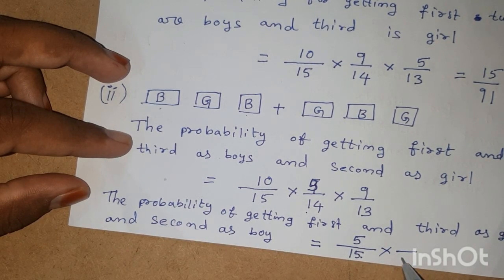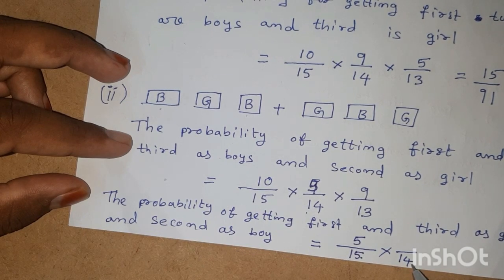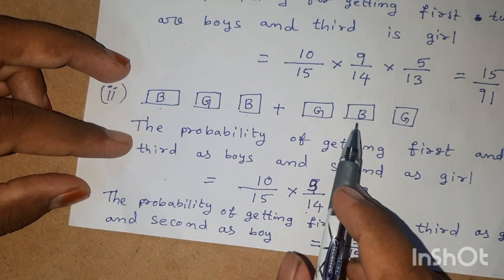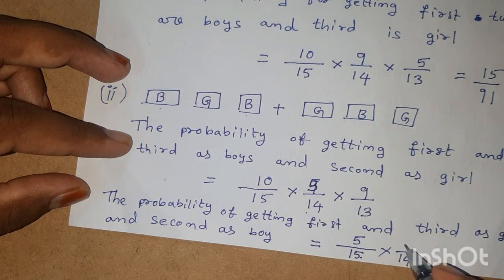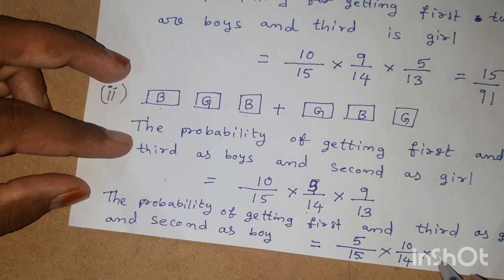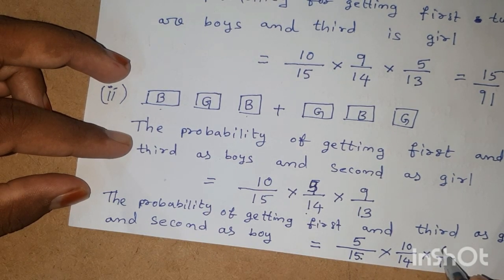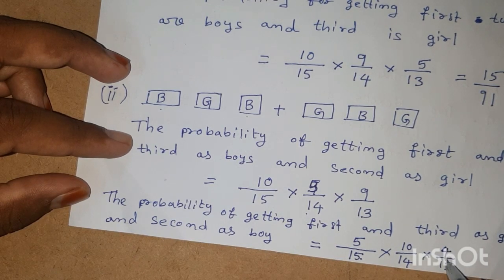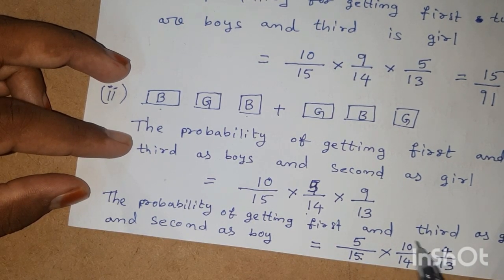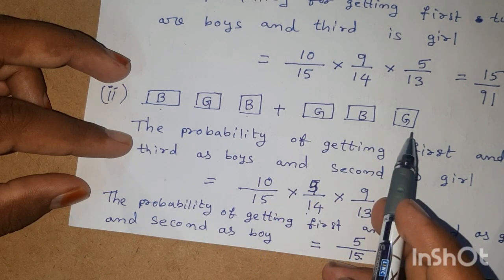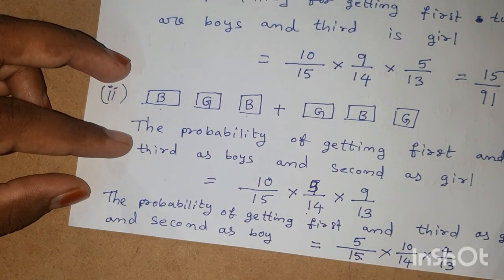Remaining students are 14. Among these 14 students, we have to select a boy. How many boys are there? Since there are 10 boys, 10 possible ways are there. Into, 2 students are already selected, therefore there are 13 remaining students. Among these 13 students, we have to select a single girl. One girl was already chosen, therefore the remaining girls are 4. 4 possible ways are there to choose a girl. This is the probability for getting first and last ones as girls and the middle one as boy.